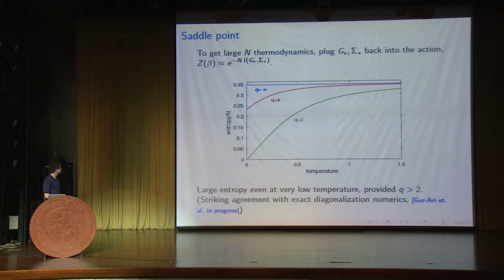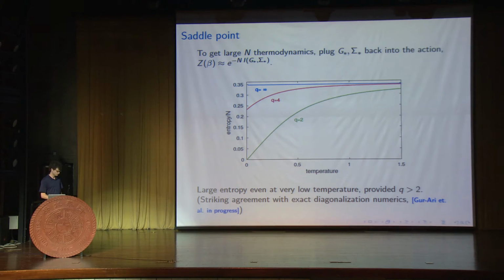Okay. I should mention also that this Q equals 4 curve here, which is computed from the saddle point, is in really excellent agreement with some exact diagonalization numerics that have been done by a collaboration at Stanford, including Guy Garari. Okay, so this is it for the saddle point.